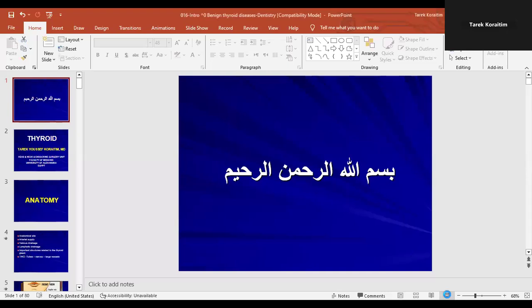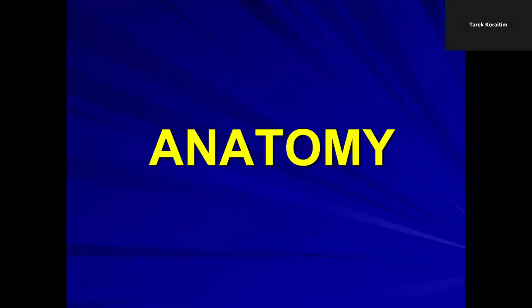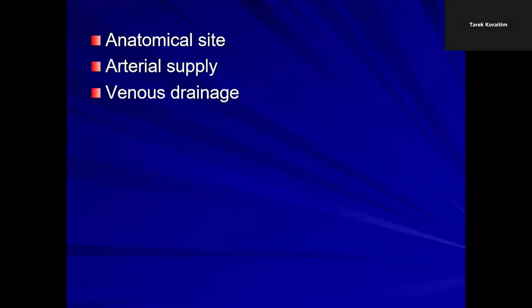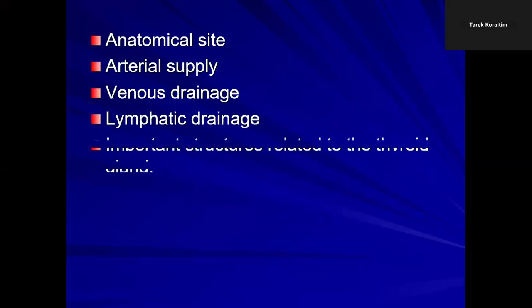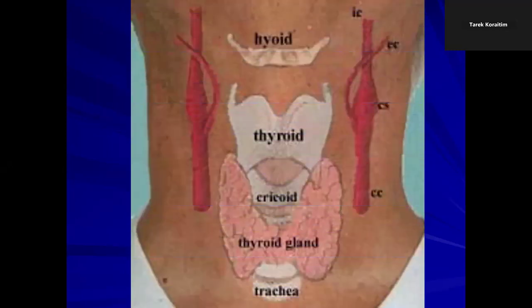Our talk today will be about the thyroid gland. We are going to introduce the thyroid gland to dentistry students. This will comprise anatomy, physiology, and investigations. First, we are going to start with anatomy, and these are the items we are going to tackle: the anatomical side, the blood supply, the venous drainage, the lymphatic drainage, and important structures related to the gland. These are two tubes, two nerves, two large vessels.